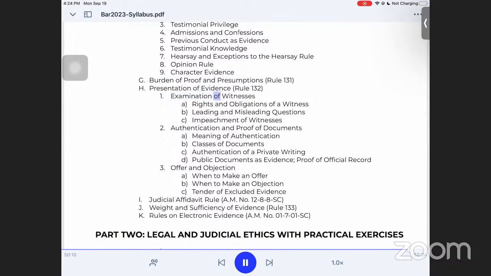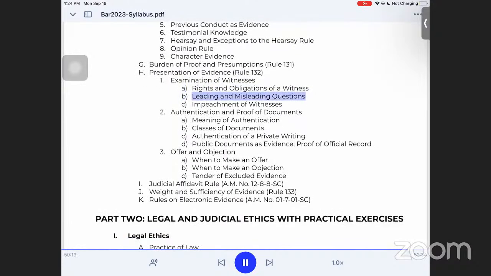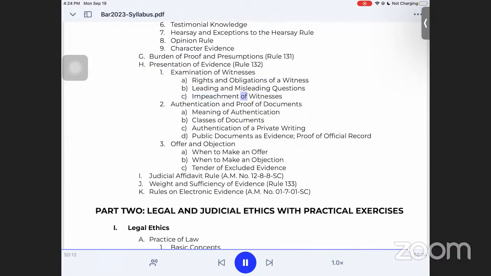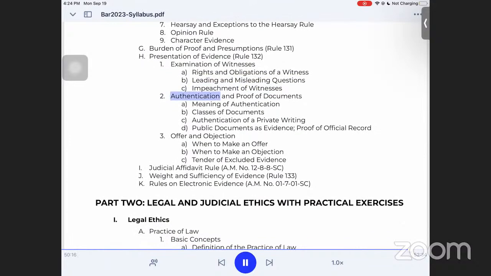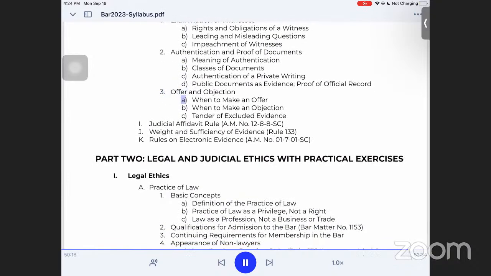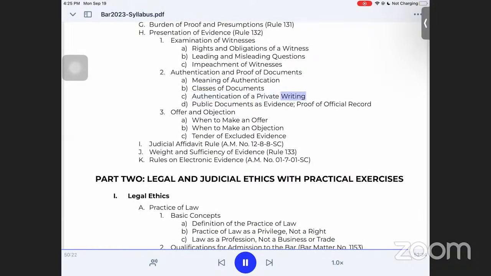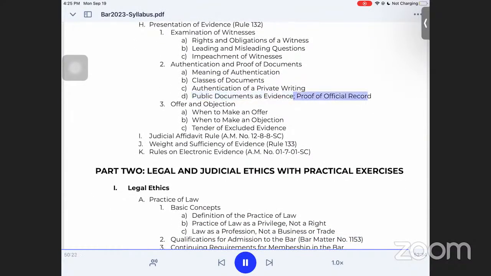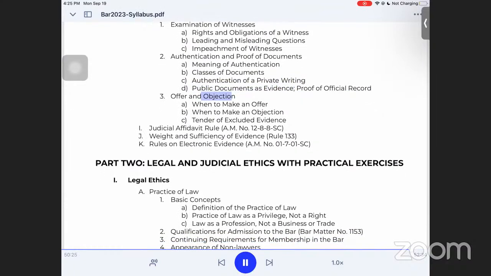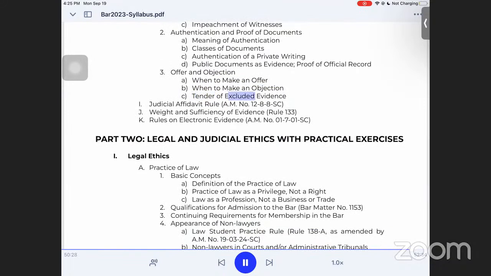1. Examination of witnesses: A. Rights and obligations of a witness; B. Leading and misleading questions; C. Impeachment of witnesses. 2. Authentication and proof of documents: meaning of authentication, classes of documents, authentication of a private writing, public documents as evidence, proof of official record. 3. Offer and objection: when to make an offer, when to make an objection, tender of excluded evidence.